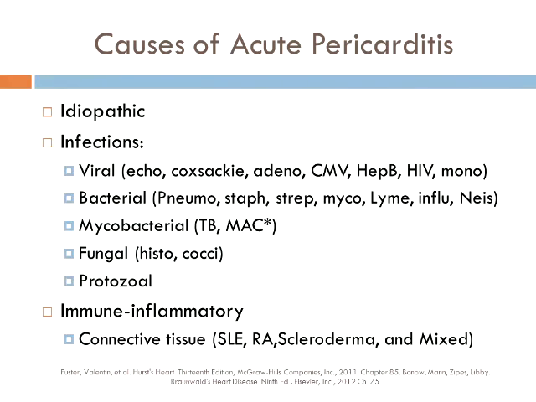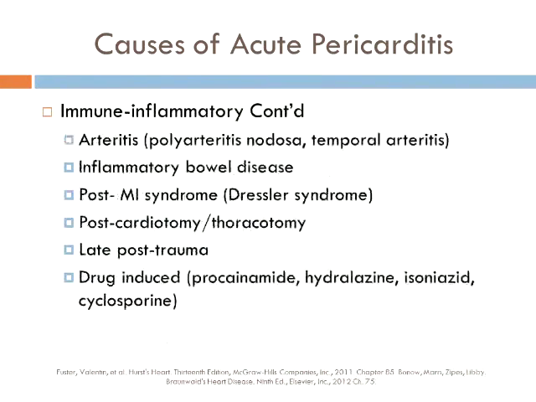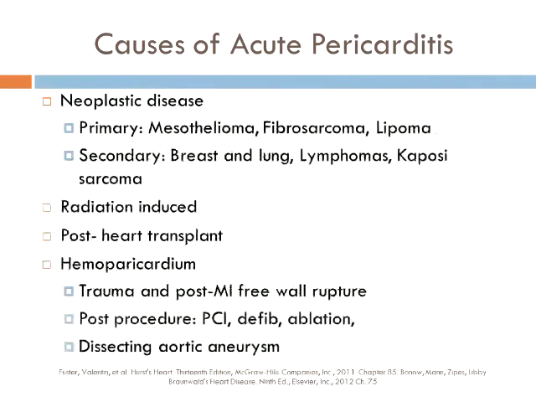and then mixed connective is underneath that you can't see. Other immune inflammatory, arteritis, inflammatory bowel, post-MI, Dressler syndrome, which we'll talk about later, post-cardiotomy, thoracotomy, trauma, and then drug-induced. Neoplastic diseases also can be causes. We can have primary causes, which are more unusual. It's usually a secondary cause, usually a metastatic origin. Primary causes are mesothelioma, fibrosarcoma, or lymphoma. Secondary causes are breast and lung, lymphomas, and Kaposi's.